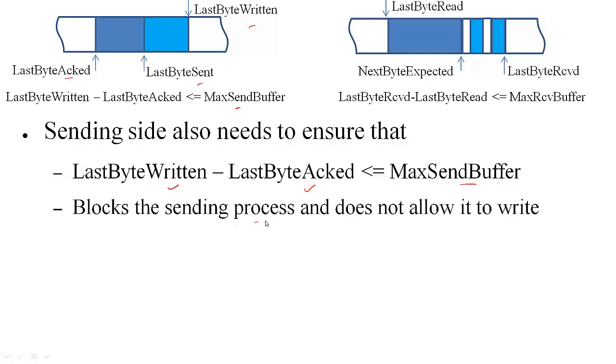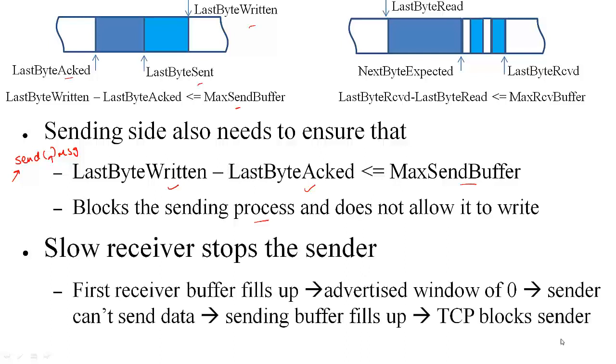In case this buffer becomes full, you're going to block the sending process and not allow it to write. In other words, when you do the socket programming and when you call send and are passing some message as part of it, this function will not return until there is space as part of the maximum send buffer. So this is how flow control works.